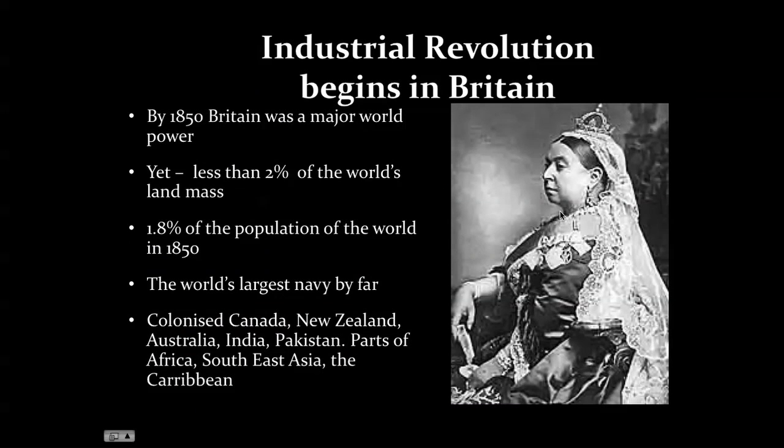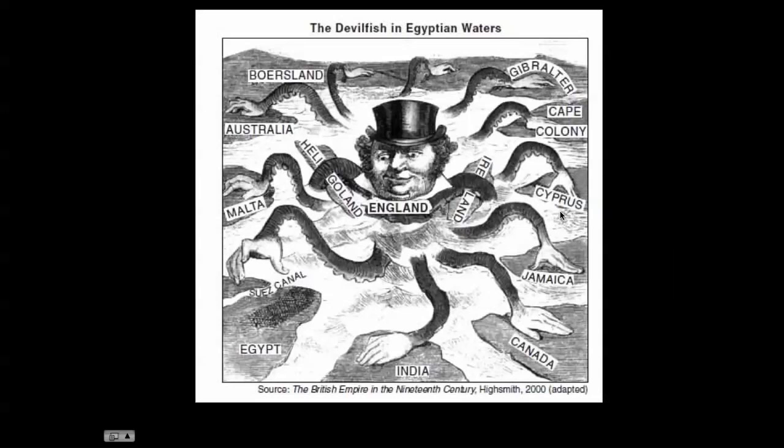So we've been talking about the Industrial Revolution beginning in Britain, which is a pretty small country really, but in 1850 Britain was a major world power. Yet it occupies less than 2% of the world's landmass and less than 2% of the population of the world. It also has the world's largest navy. Britain colonised Canada, New Zealand, Australia, India, and Pakistan, and parts of Africa, Southeast Asia, and the Caribbean.